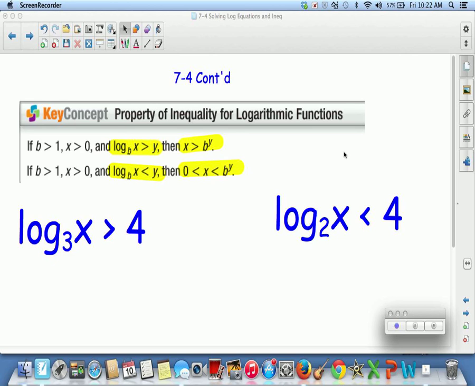This is 7.4, the second part. It's going to be the same as that first video, but it's going to have inequality signs instead. Okay? So I want you to go ahead and write down this key concept right here, and kind of think to yourself, what does that mean?